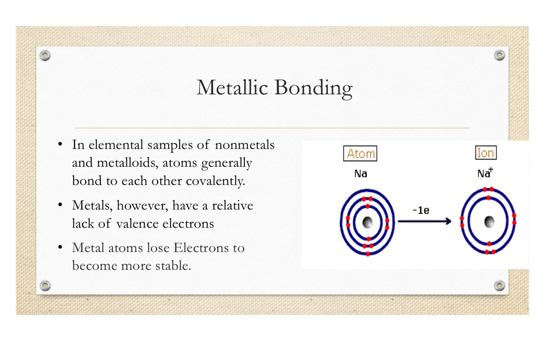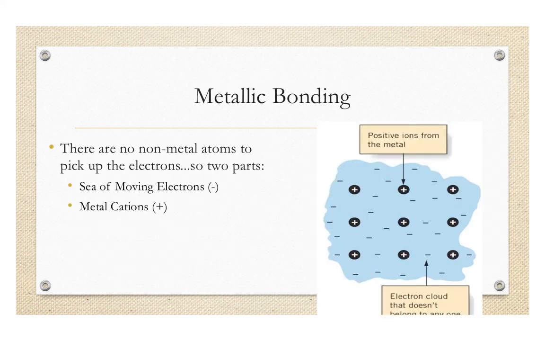The last kind of bonding that we have is metallic bonding. This happens in substances where all the elements are metals, because in nonmetals and metalloids, atoms generally bond to each other covalently, but in metals, we have a relative lack of valence electrons. Not very many valence electrons in metals, and so they tend to lose those electrons in order to become more stable. When they lose electrons, we form positive ions. Since there are no nonmetal atoms to pick up those electrons that get lost, we end up with two parts. We end up with a sea of electrons that are moving about, and we end up with metal cations in that sea.